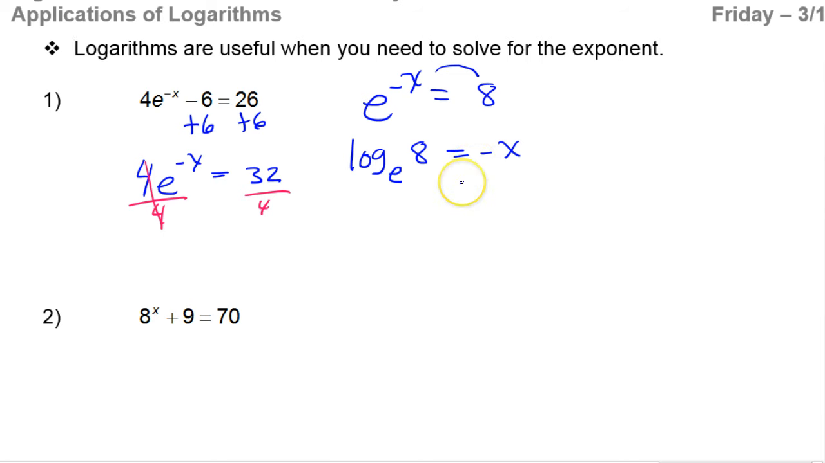But we know we don't write log base e. What do we write? ln. Natural log 8 is equal to negative x. How do I get rid of that negative? Divide by -1.